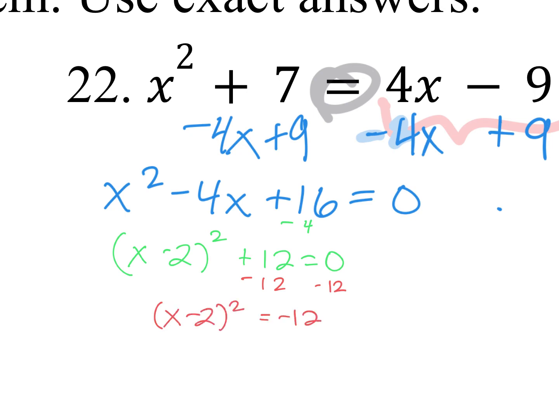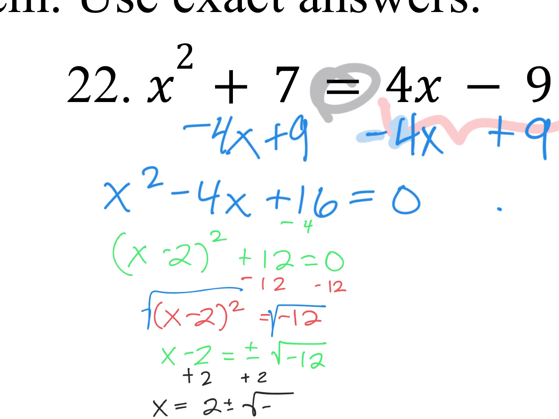To undo the squared, I would square root on both sides. So I would have x minus 2 equals positive or negative the square root of negative 12. And I go, okay, I know that's not real, it's imaginary, but I'm going to deal with that in a second. So I would add 2 and add 2. So I'd get x equals 2 plus or minus the square root of negative 12.